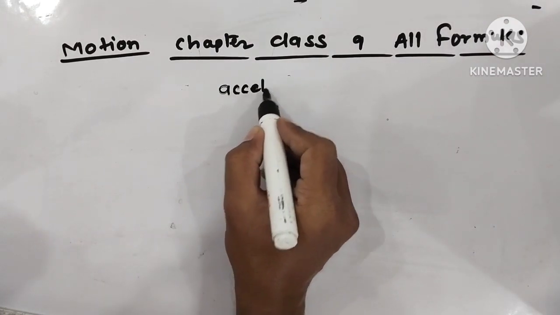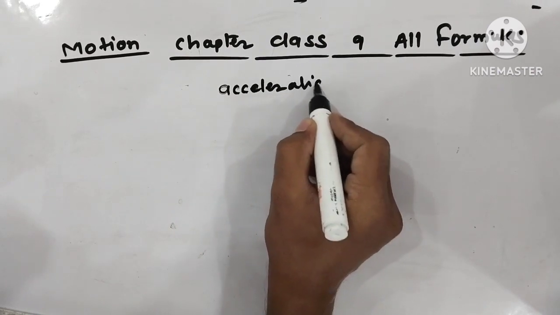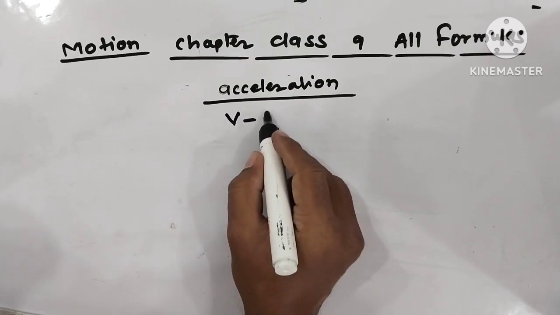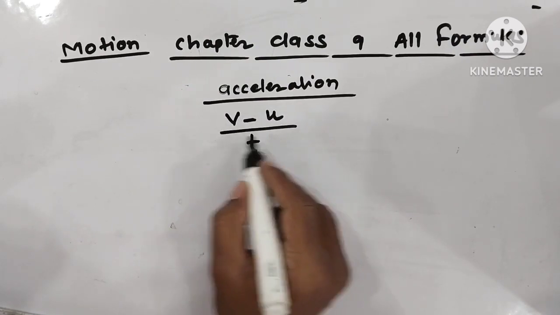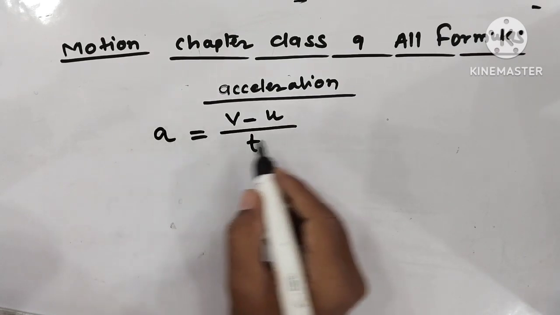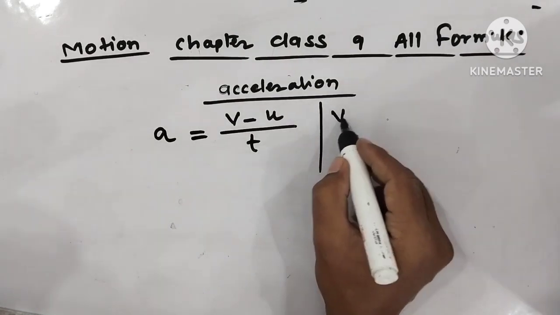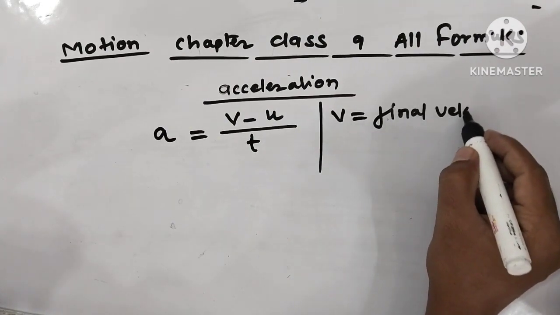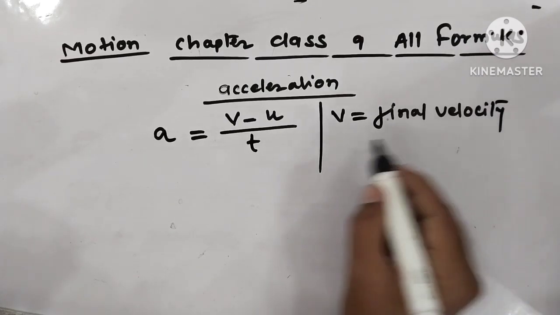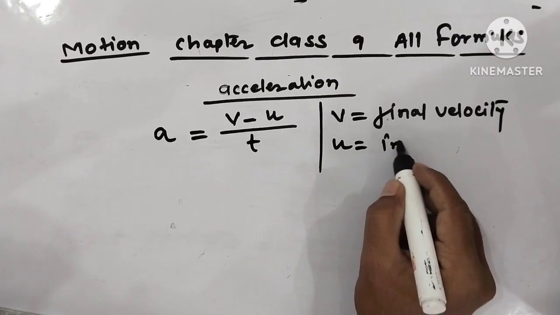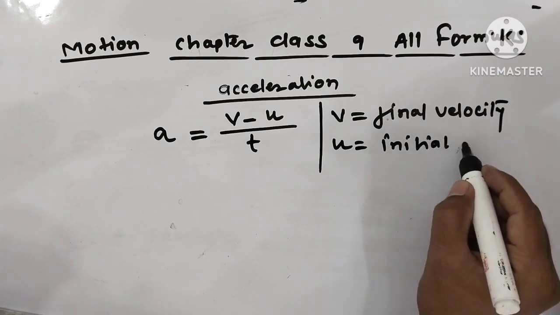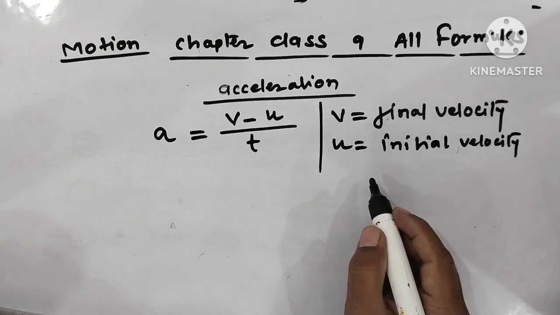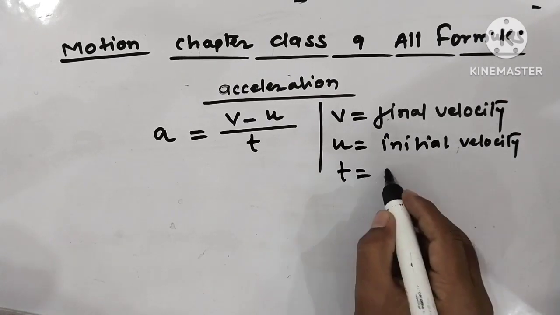Acceleration. Final velocity minus initial velocity, divided by time, is equal to acceleration. Here v is final velocity, u is initial velocity, and t is time.